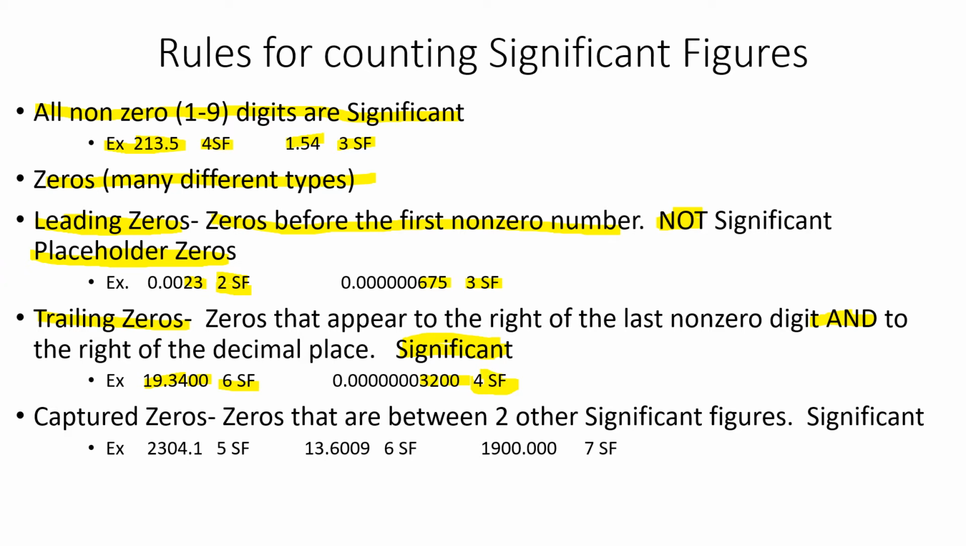Another type of zero is a captured zero. Captured zeros are ones that are between two other significant figures. So these captured zeros kind of lie in between. They're captured by other significant figures. And if you have a significant figure to the left and to the right, it'd probably be pretty safe to assume that these are going to be significant as well. So here, let's look at some examples of some captured zeros.